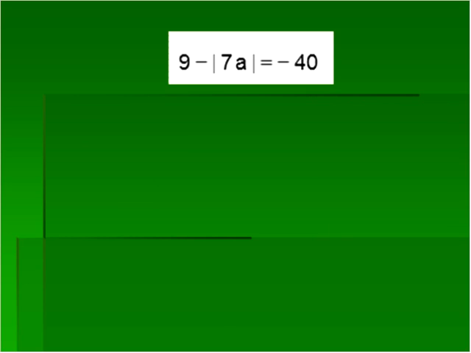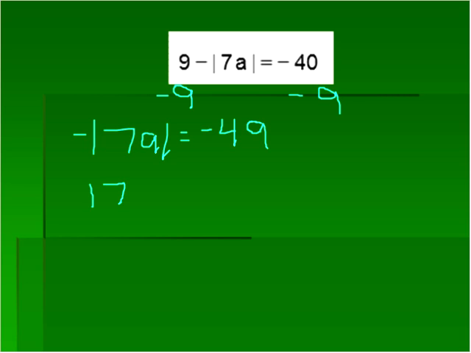In my next problem here, I can't just set up my equations right away. I need to isolate that absolute value sign. So what I'm going to do is start by subtracting 9 from both sides. So I get a negative absolute value of 7a equals a negative 49. Now I have to get rid of that negative sign in front of the absolute value sign also. So if I multiply everything by negative 1, I get my absolute value of 7a equals a positive 49.